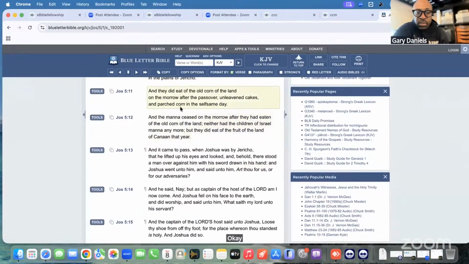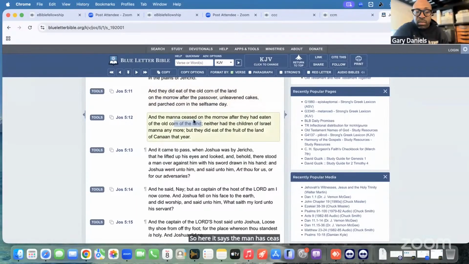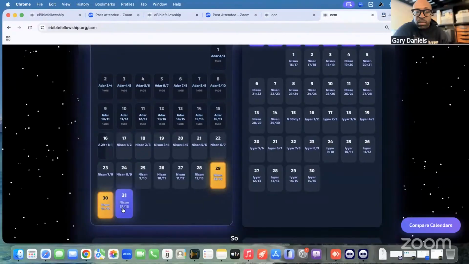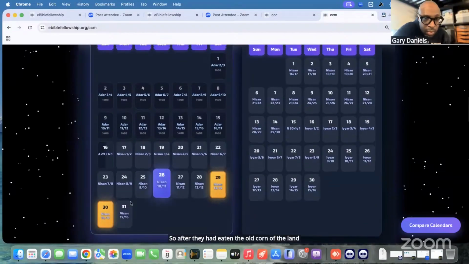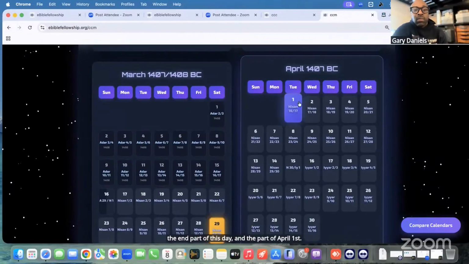Okay, and then there's one more day, and the manna ceased on the morrow after they had eaten the old corn of the land. Well, they just said that they ate the old corn of the land the day after Passover. We just saw that's March 31st. So here it says the manna ceased on the morrow after they had eaten the old corn of the land. So that would be the very next day. So after they had eaten the old corn of the land, that would begin the end part of this day and the part of April 1st. So now we're on April 1st right here. So we can map out that timing to April 1st.